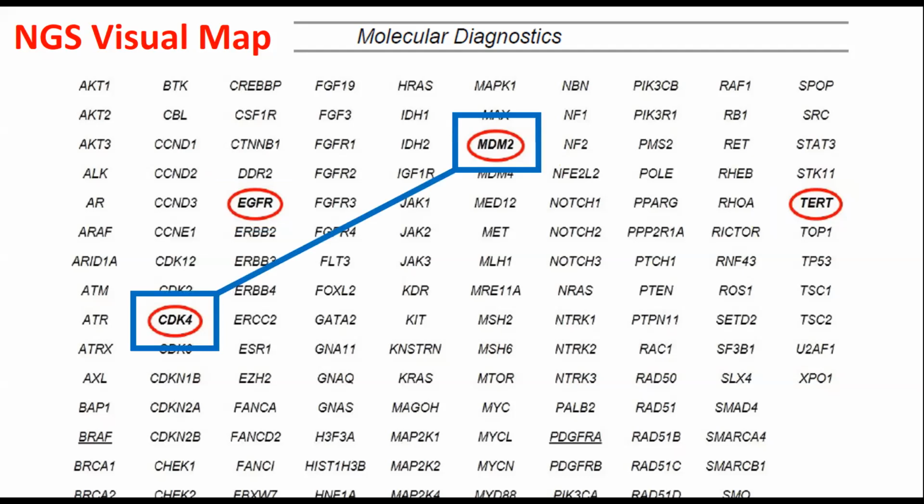And now these two guys are linked. CDK4 and MDM2 are both on chromosome 12. Whenever you see them pop up like this, it's highly likely that it's going to be an amplification, because the region of chromosome 12 they're on is amplified, and they get amplified together. They're both along for the ride.